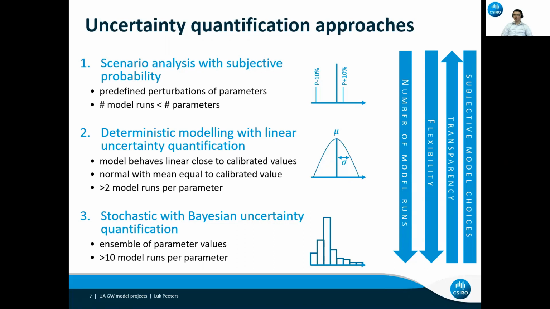So if you go down, you increase the number of model runs, which comes obviously at a cost both in time and computational expense. But what it allows you is to be more flexible in the assumptions that you need to make about your model. The downside is that the transparency decreases, these techniques become more complicated. There are a lot more intricacies that you have to be on top of. So communicating that becomes a bit more challenging than communicating a straightforward scenario analysis.